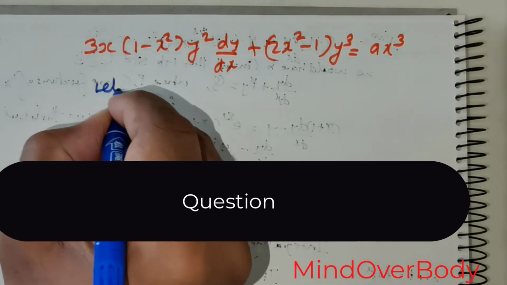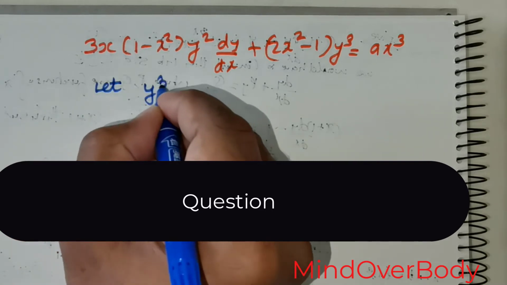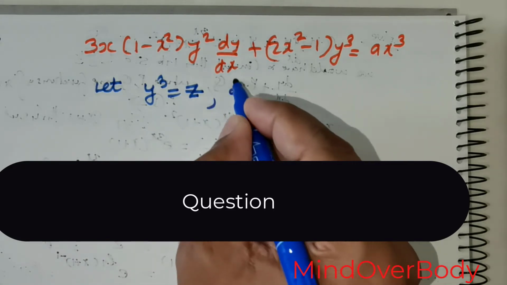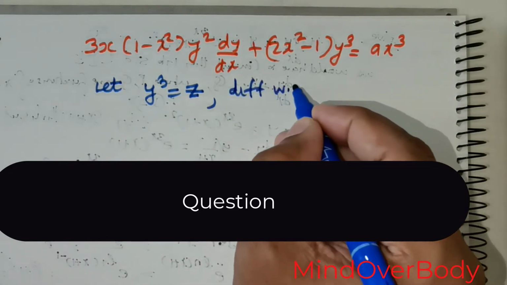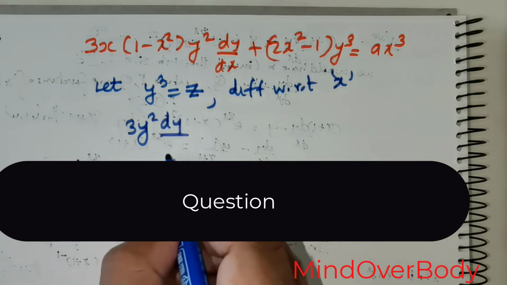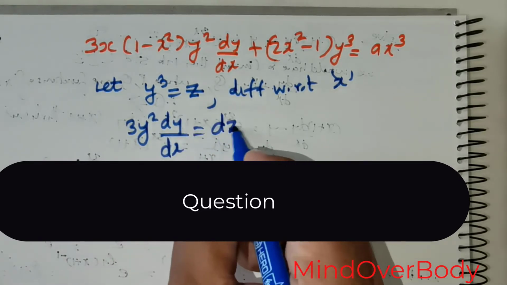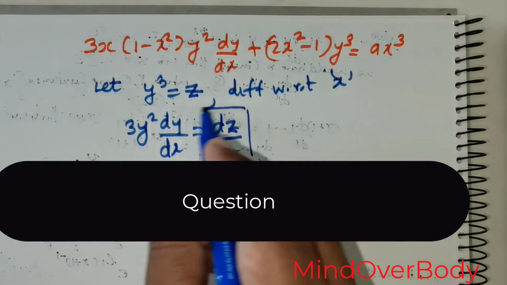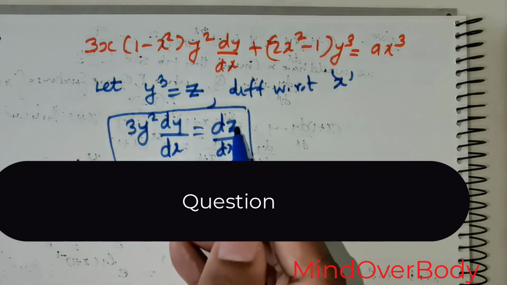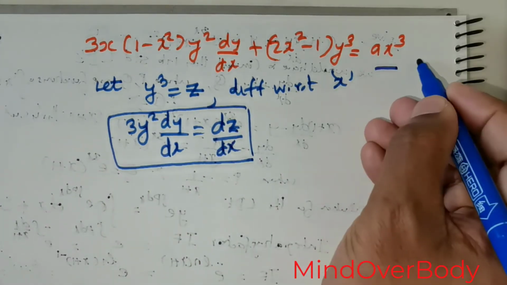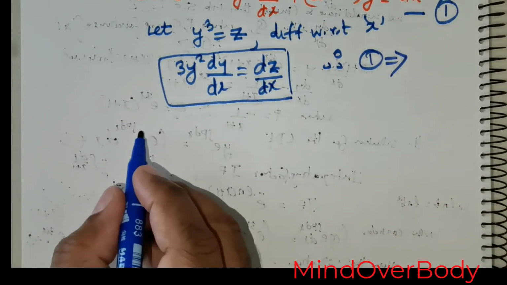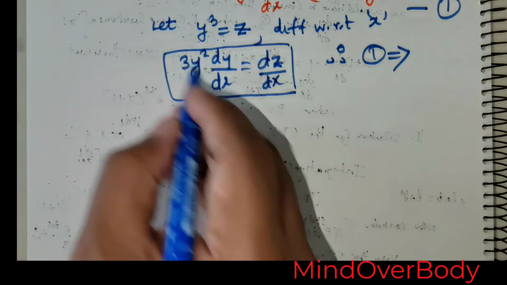So what I will do is I will say let y cubed be equal to some z. I'm going to take this. Next I'm going to be differentiating this with respect to x. So this is going to be 3 times y squared times dy over dx is equal to dz over dx. So this is what I've got. So now wherever I have 3 times y squared dy over dx, I can substitute dz over dx. So if I were to take this as 1, I can rewrite 1 to be as, foremost, let me just bring it in this fashion.